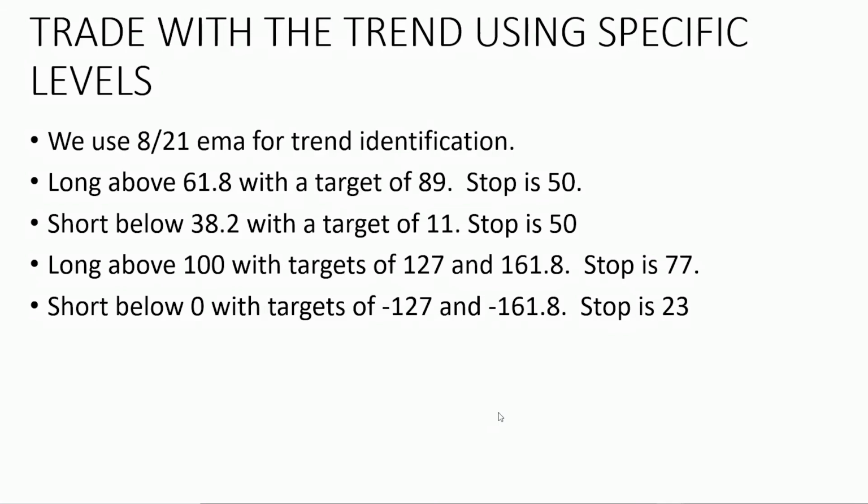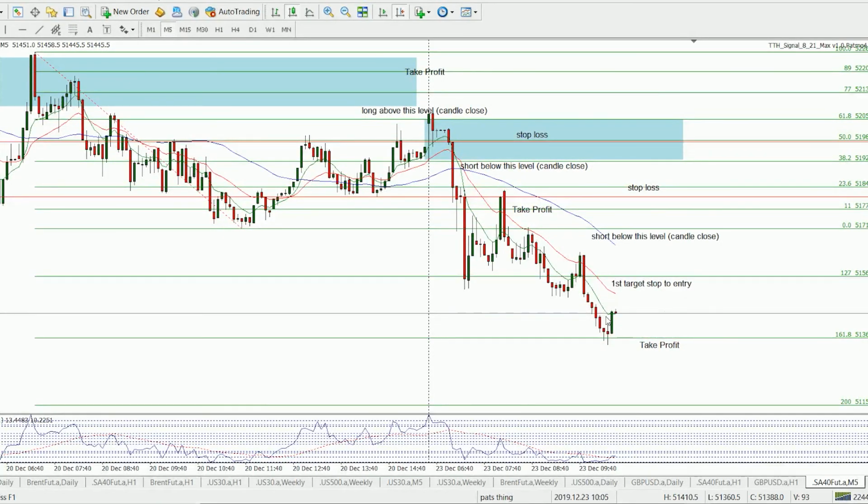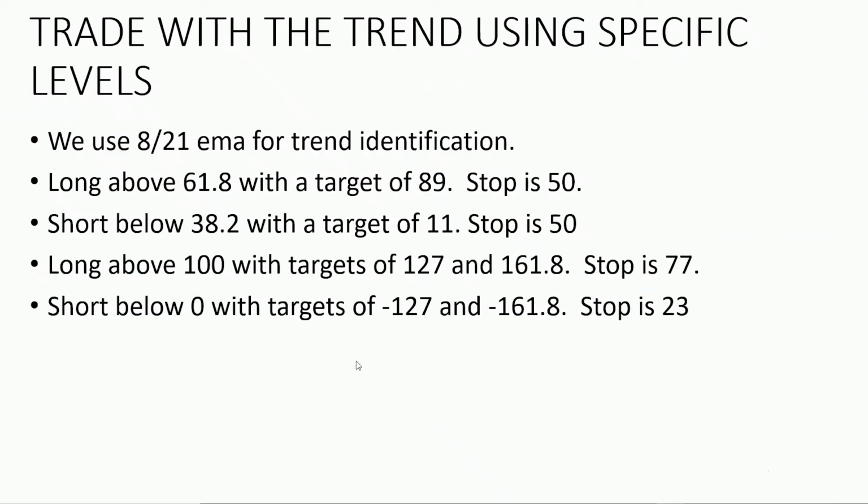Ideally, what we want to do is trade with a trend, and for the trend we simply use an 8/21 exponential moving average, 8 being in green in my case, 21 being in red. And ideally, while the green is below red, we want to be short, and when the green is above red, we want to be long. Our triggers to trade. Long above 61.8, target of 89, stop is 50. Short below 38.2 with a target of 11, stop is 50.